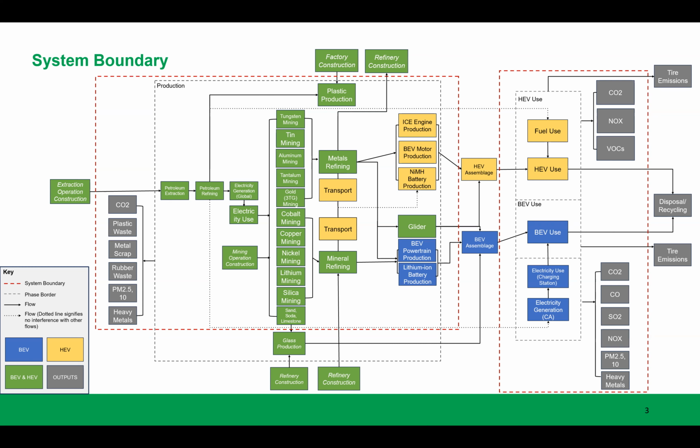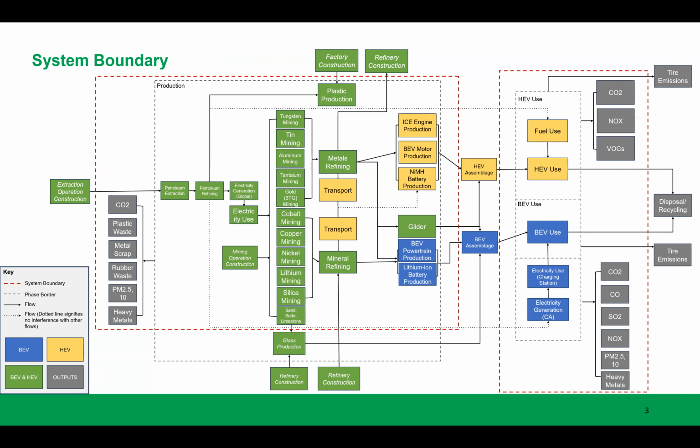The green boxes are related to stages and flows relevant to both vehicles. For example, each vehicle is constructed from metals and minerals, therefore the mining of these materials is shown in green. The blue and yellow boxes are associated with stages and flows specific to a BEV and an HEV, respectively. Finally, the pollution and waste outputs are shown in gray. Material flows from one stage to the next are denoted by a solid line arrow or a dotted line arrow.